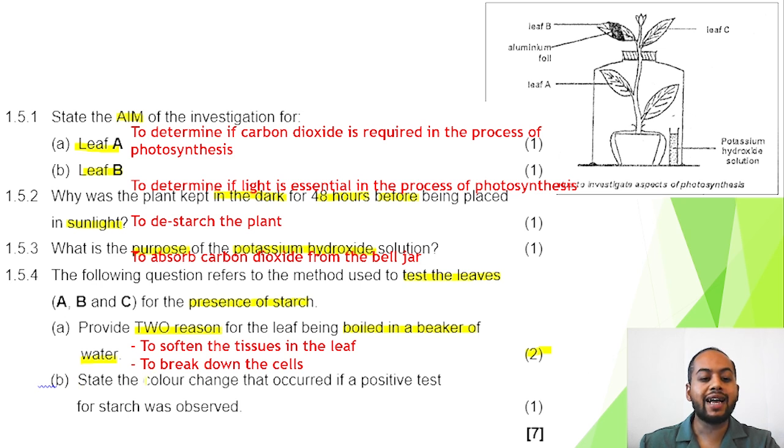Secondly, state the color change that occurred if a positive test for starch was observed. 1 mark. Color change if a positive test for starch was observed. What should the color change be? Iodine solution should change from brown to blue-black.